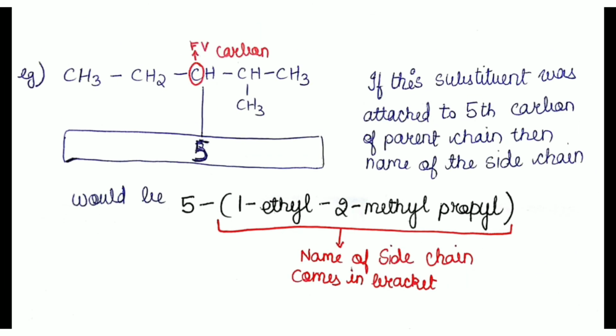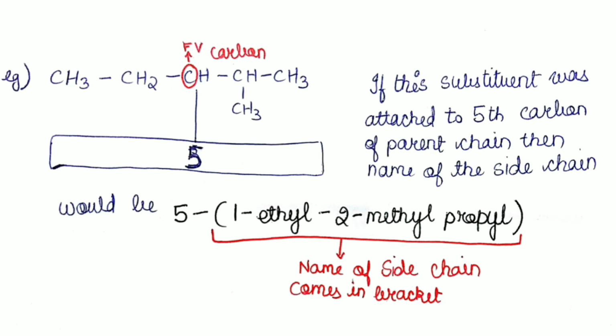Now another example we come to is, we can see here that this substituent was attached to the 5th carbon of the parent chain. Like here this is some parent carbon chain, principal carbon chain, and this is the 5th carbon to which the substituent or the side chain is attached, and this is our free valent carbon here. So how would we name the side chain in this case? Firstly, we will put a 5 because it is attached to the 5th carbon of the principal carbon chain. That is the main parent chain we are talking about. We are not talking about the principal chain inside the side chain right now. We are talking about the parent chain.